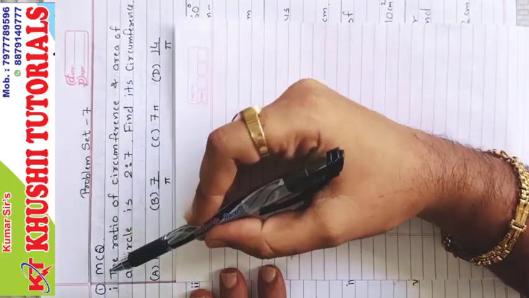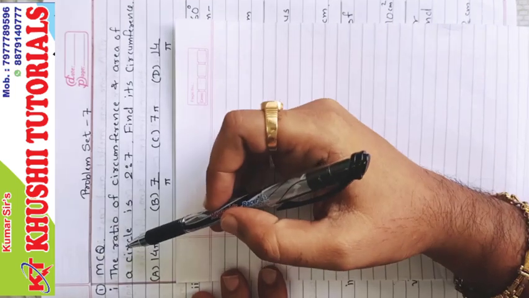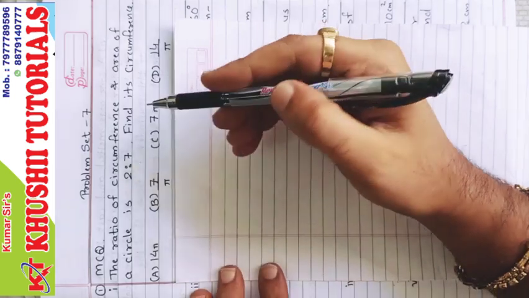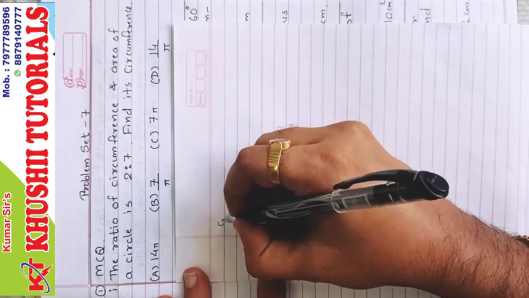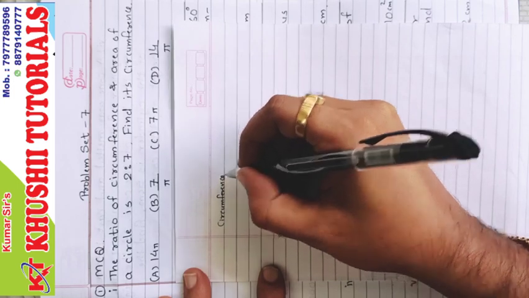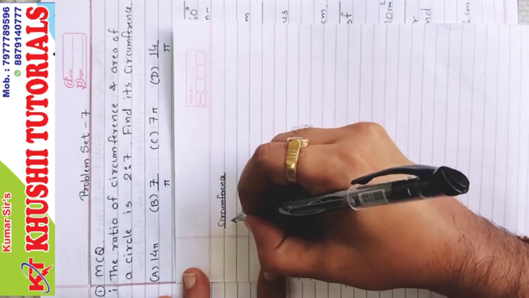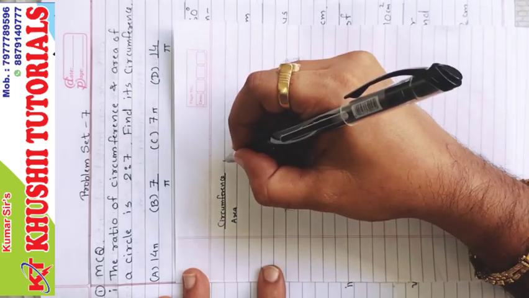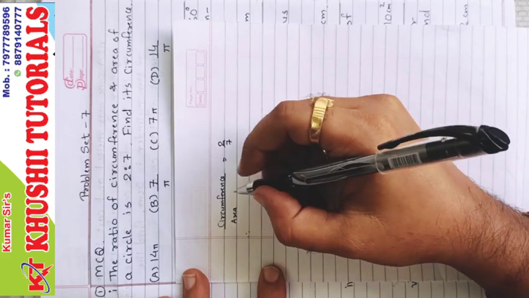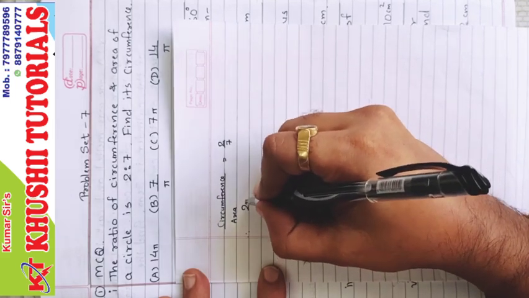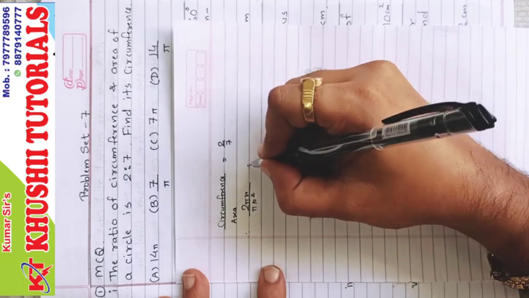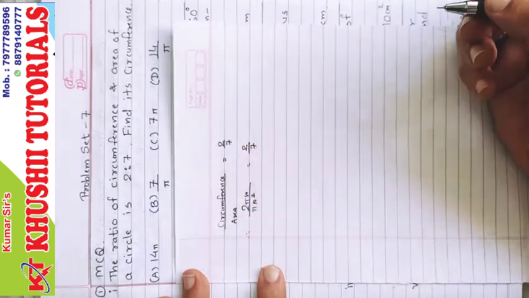Problem set 7 MCQ. The ratio of the circumference and the area of a circle is 2:7. Circumference formula is 2 pi r and area is pi r square, so 2 pi r upon pi r square equal to 2 by 7.